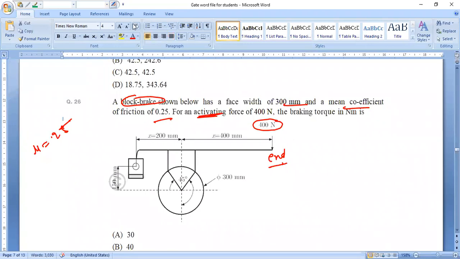So let the torque be capital T. We have to find capital T. How can we find it in the block brake? In this block brake, this is a pulley, and there is a belt. Here the force is acting, so on this point a reaction force will be generated. This is the normal reaction. So with this 400 and this R, there will be equilibrium.